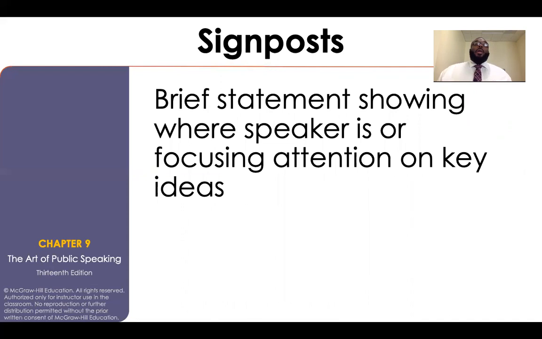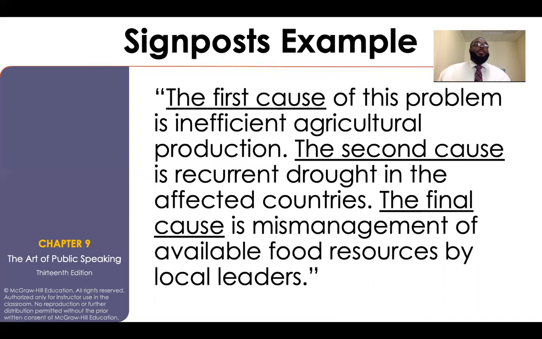Signposts are brief statements showing where a speaker is or focusing attention on key ideas. An example is, the first cause of this problem is inefficient agricultural production. The second cause is recurrent drought in the affected countries. And the final cause is mismanagement of available food resources by local leaders.